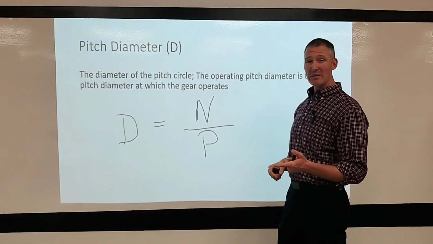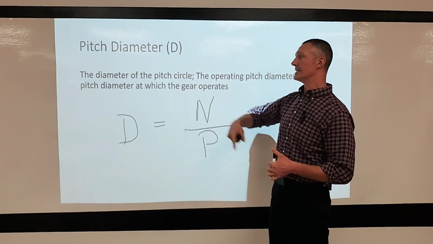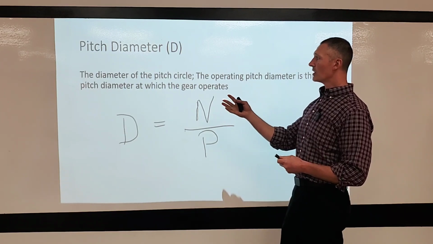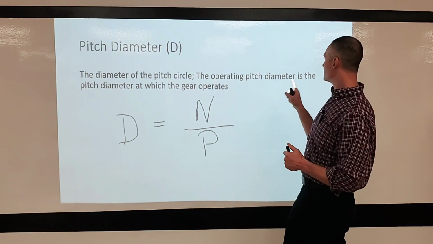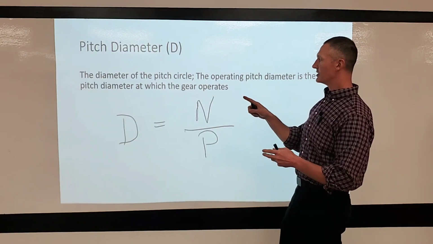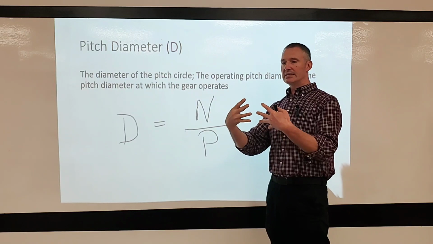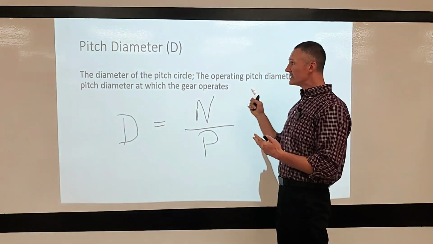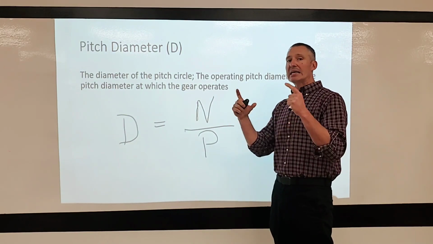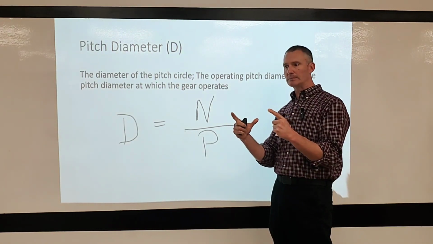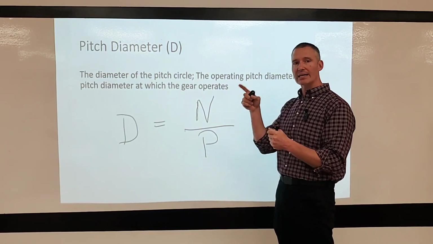Now, pitch diameter is the next very important thing that we need to know, and that's going to be represented as a big D in these formulas, and it's the diameter of the pitch circle, or, okay, hear me out, the operating pitch diameter is the pitch diameter in which the gear operates. All right, so when we go and put those two gears together, this is the circle that represents the actual pitch. It's not the outside diameter, which is used for calculating ratios. It's actually that circle in there.